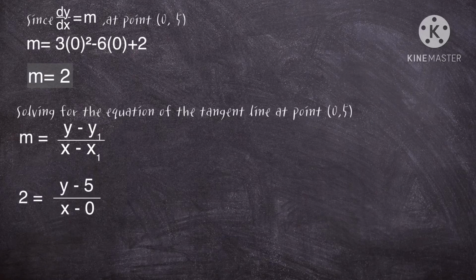We will then cross multiply. Therefore, our tangent line at points 0 and 5 is y equals 2x plus 5.